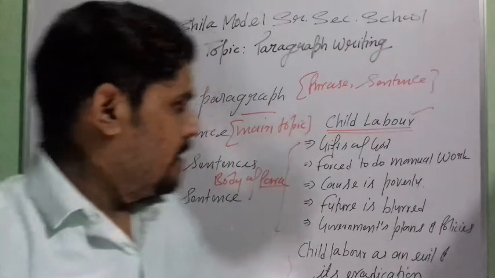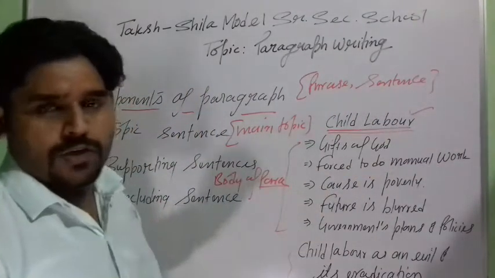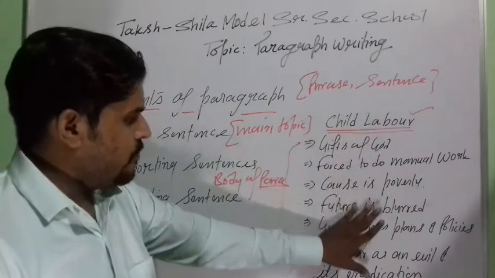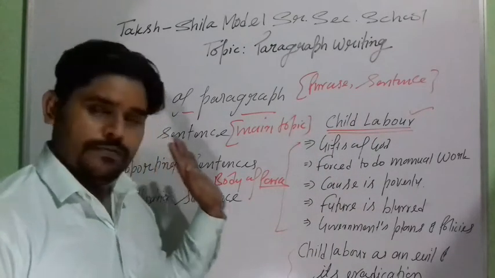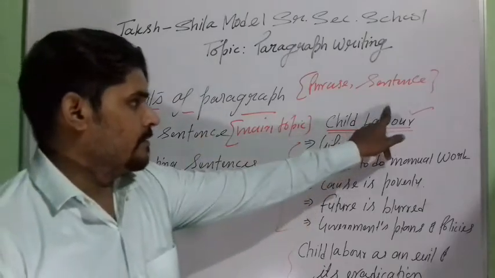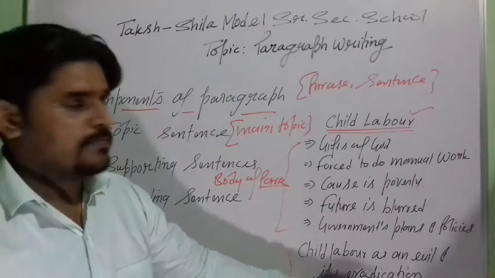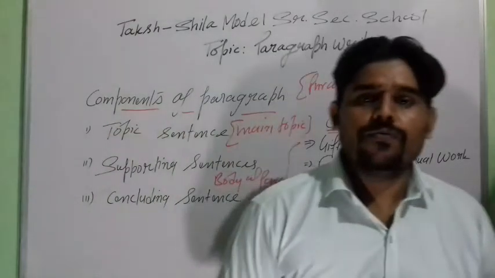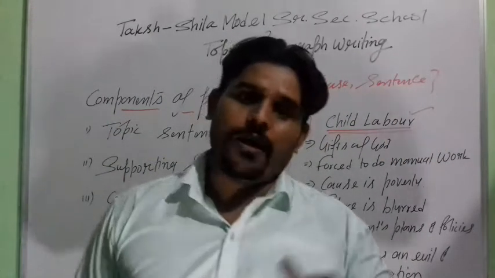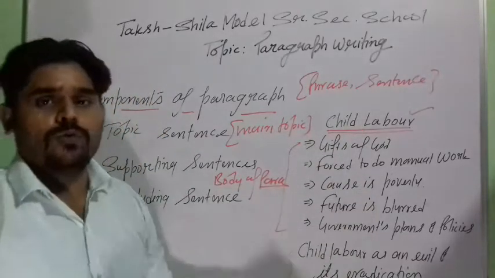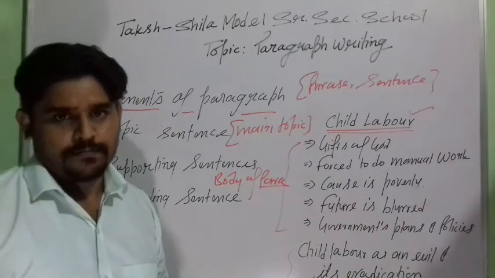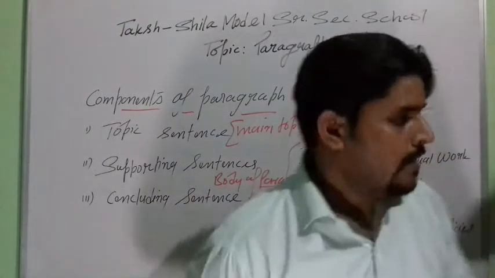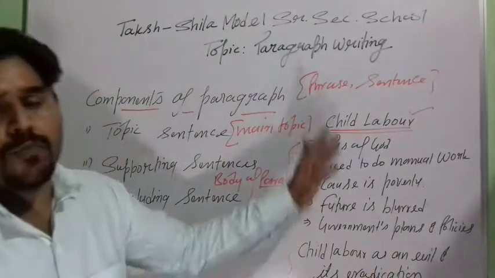For example, here, child labor, I have taken as the topic of this paragraph, right? And here I have made a few points for the body of the paragraph, right? Including the topic sentence and the concluding sentence. So I have written a few points, right? So I also suggest you to write down a few points, which are later on to be expanded into full complete sentences, right? Why am I asking you to write these points here?